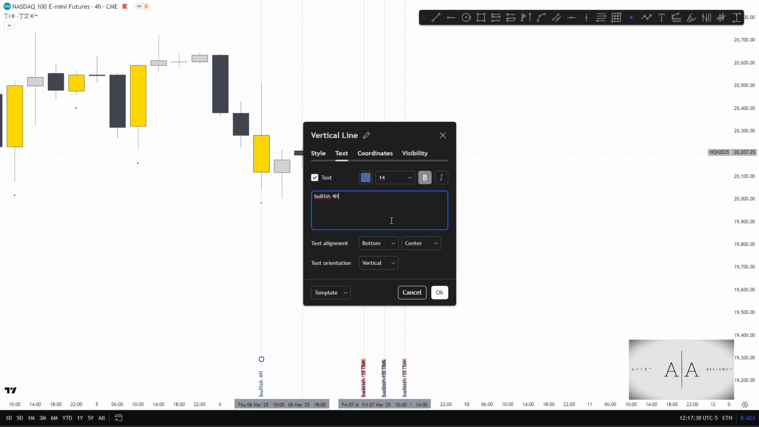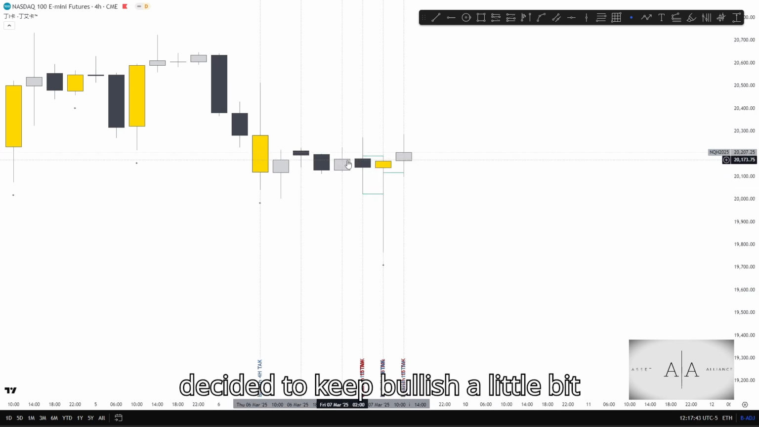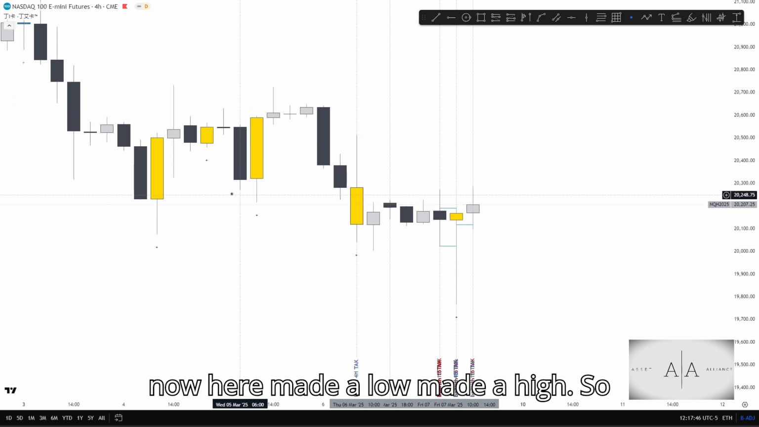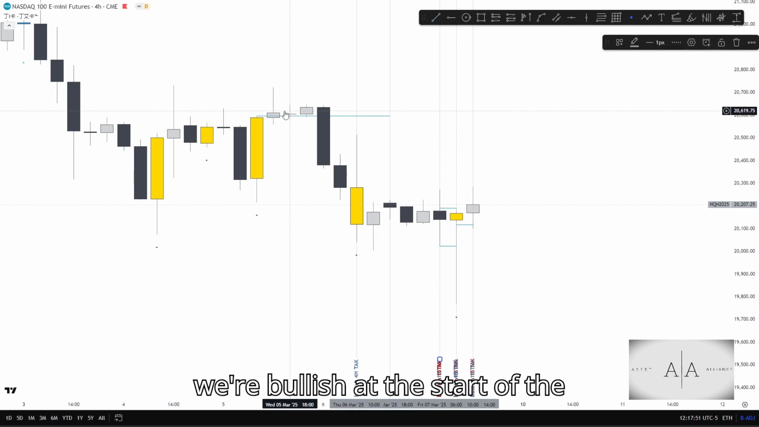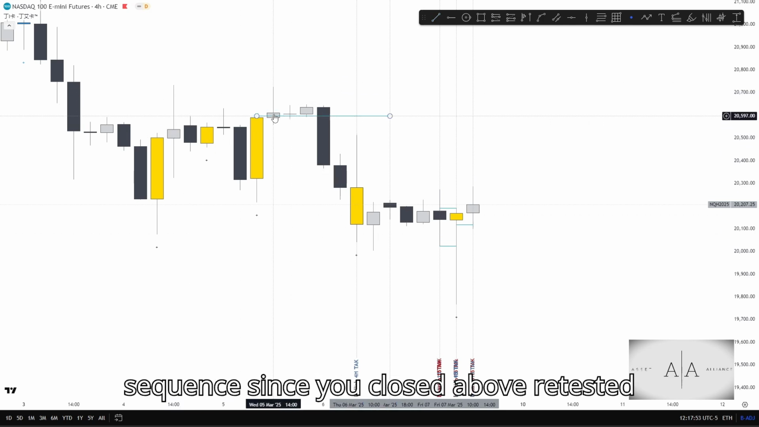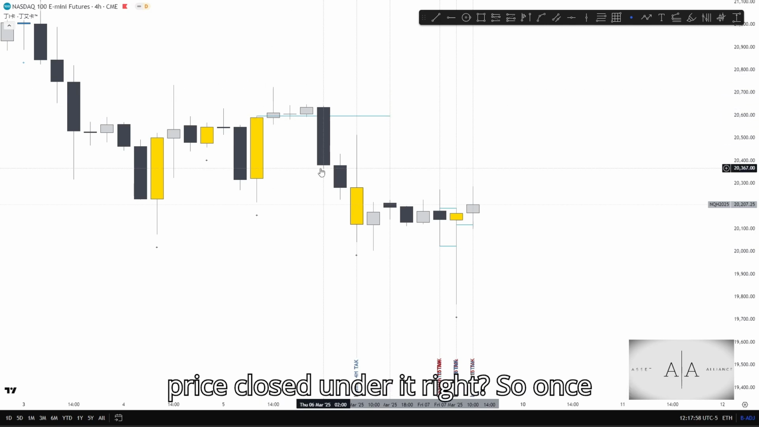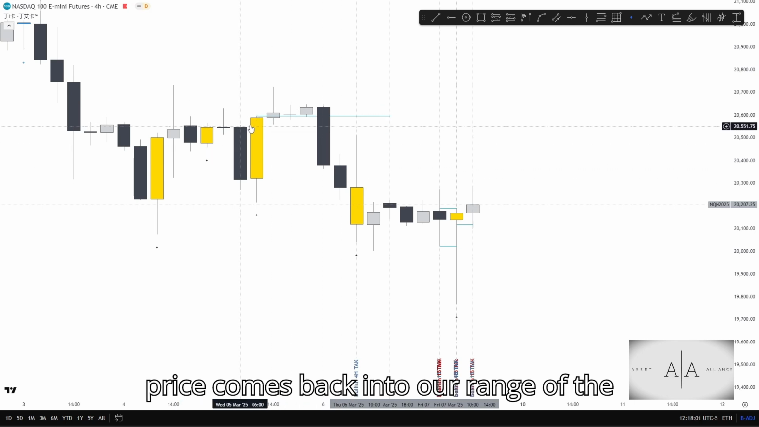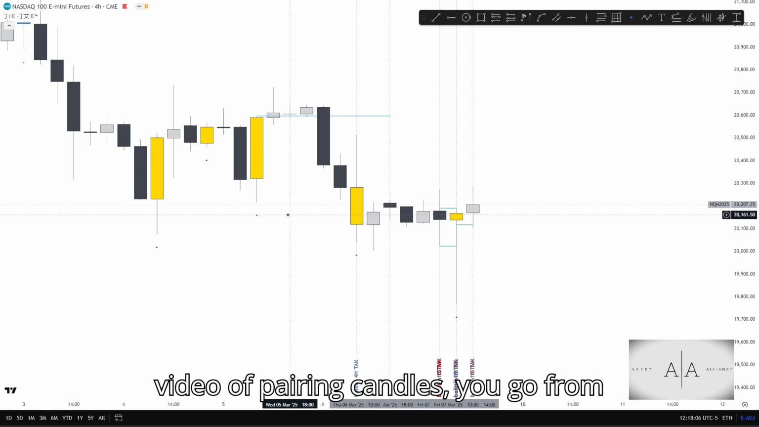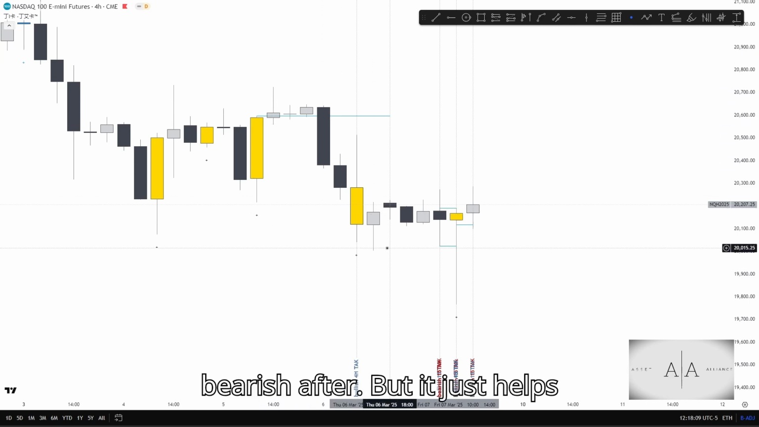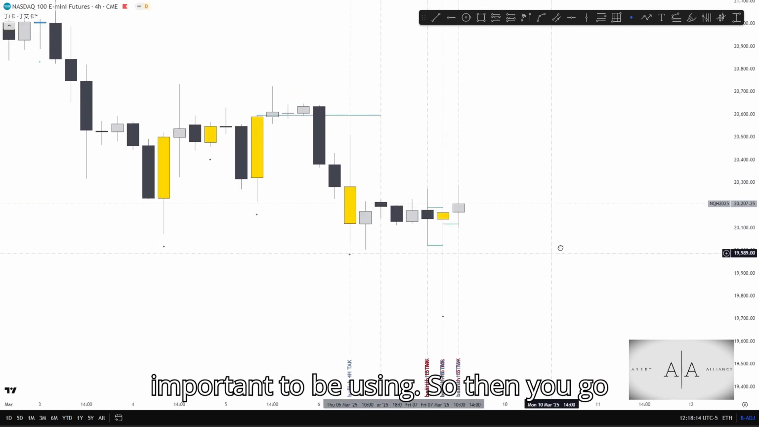4 hour tech. Since it made a low, swept the low and decided to keep bullish a little bit. Now here, made a low, made a high, so parent candle. Here, we're bullish at the start of the sequence since you closed above, retested it, closed above again. But then this price closed under it, right? So once price comes back into our range of the parent candle, as I said in the previous video of parent candles, you go from one range to the other. So this was bearish after.